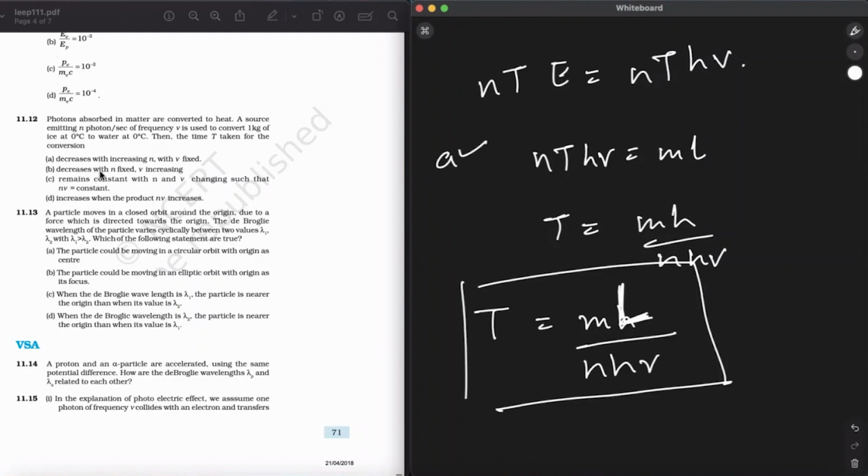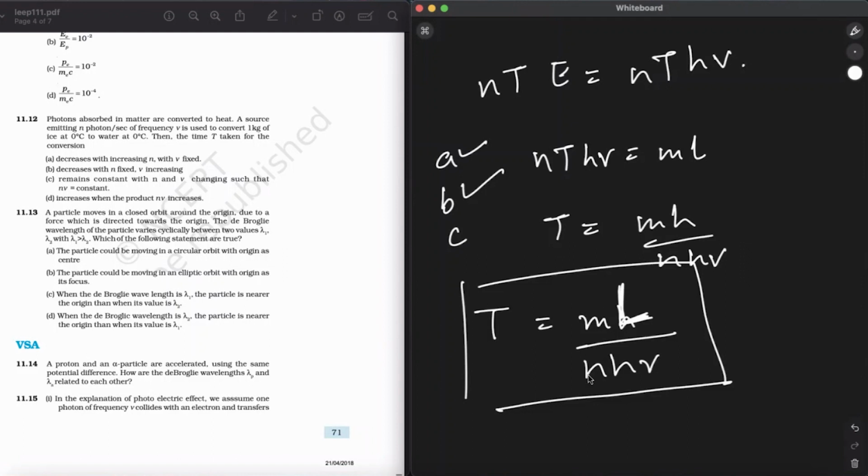Now checking option B: decreases with n fixed, nu increasing. Time t will decrease with nu increasing. Since nu will increase, t will decrease. B is also correct. Now check option C: remains constant with n and nu changing such that n nu is equal to constant. So option C is correct.